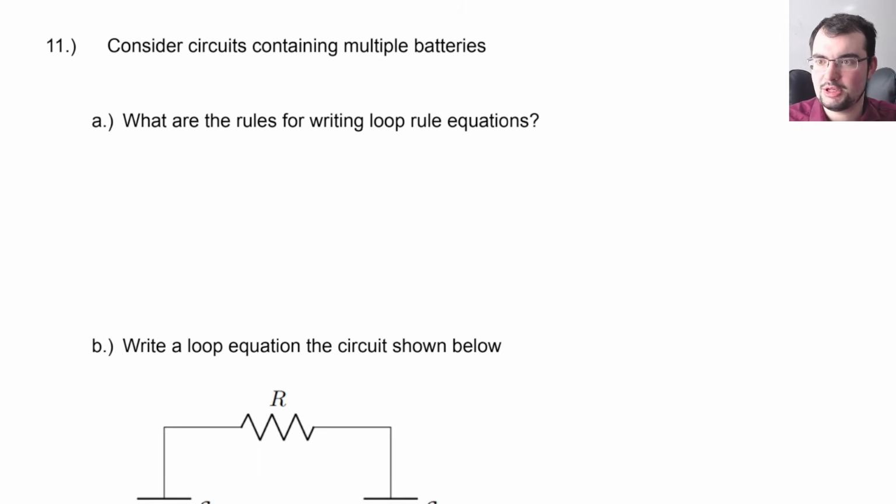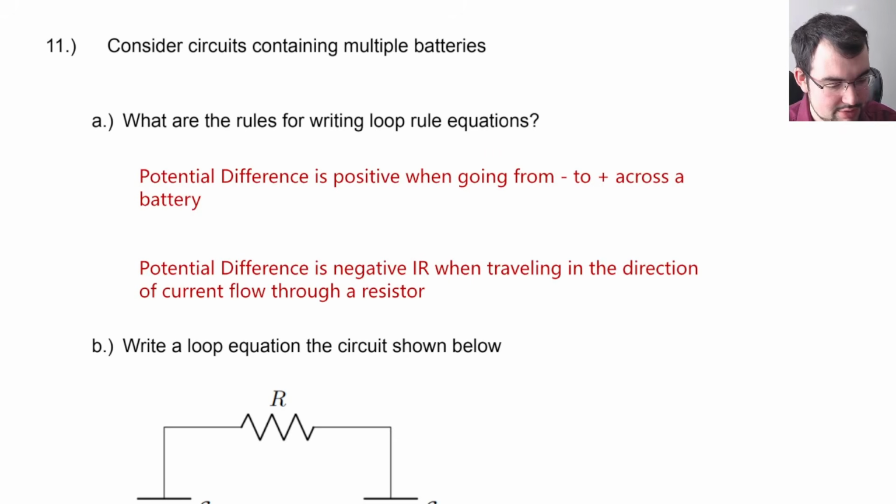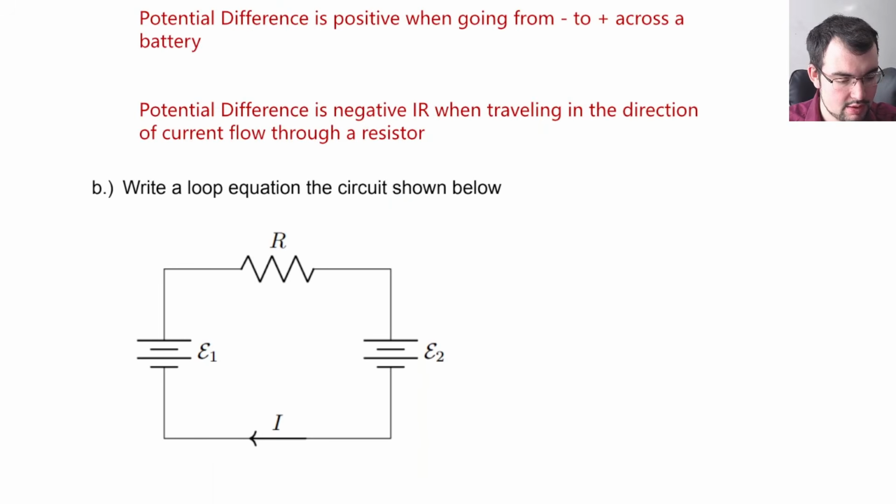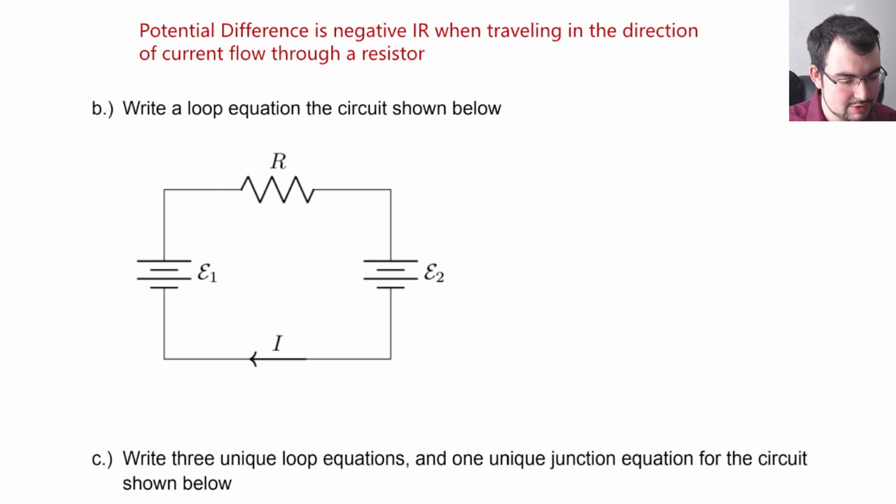All right, circuits with multiple batteries. What are the rules for loop equations? Well, our loop equation is something of this form: the sum of the delta V's is 0. Potential difference is positive when you go from minus to plus, and potential difference is negative IR when traveling with the current. So let's write a loop equation for the circuit shown below.